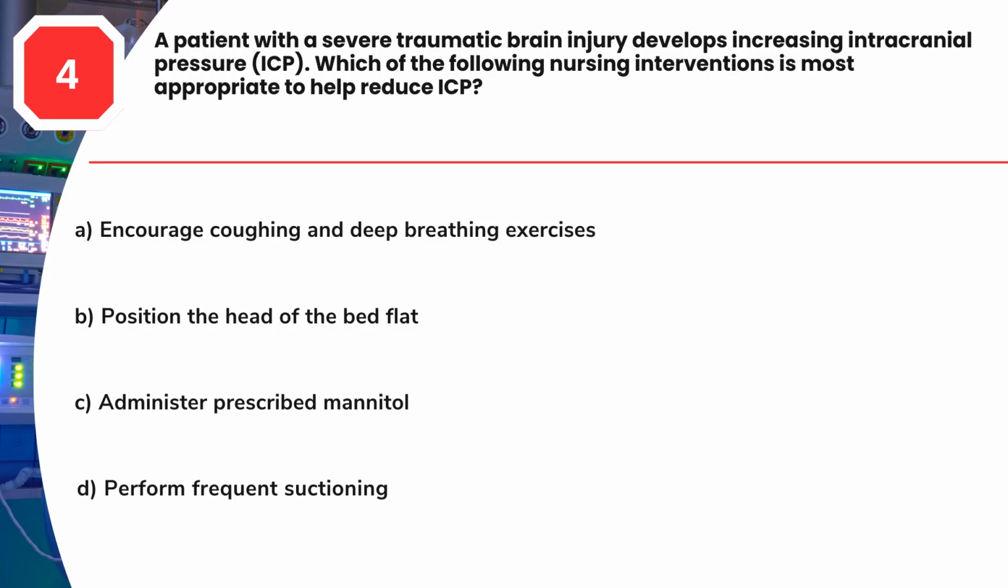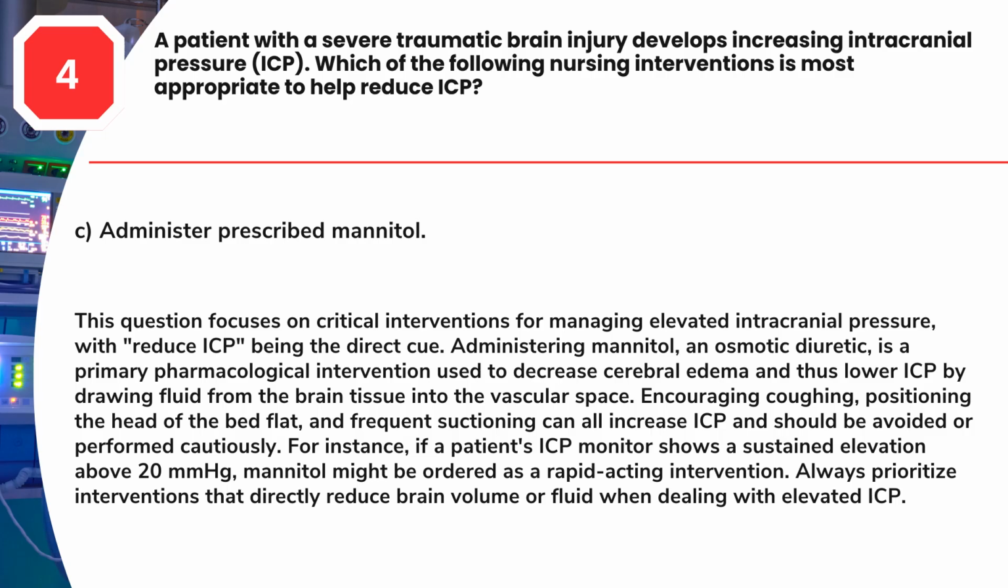Question 4. A patient with a severe traumatic brain injury develops increasing intracranial pressure, ICP. Which of the following nursing interventions is most appropriate to help reduce ICP? A. Encourage coughing and deep breathing exercises. B. Position the head of the bed flat. C. Administer prescribed mannitol. D. Perform frequent suctioning.